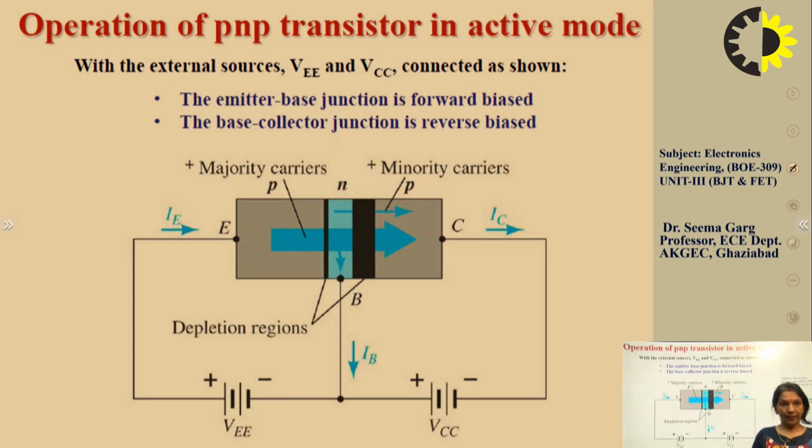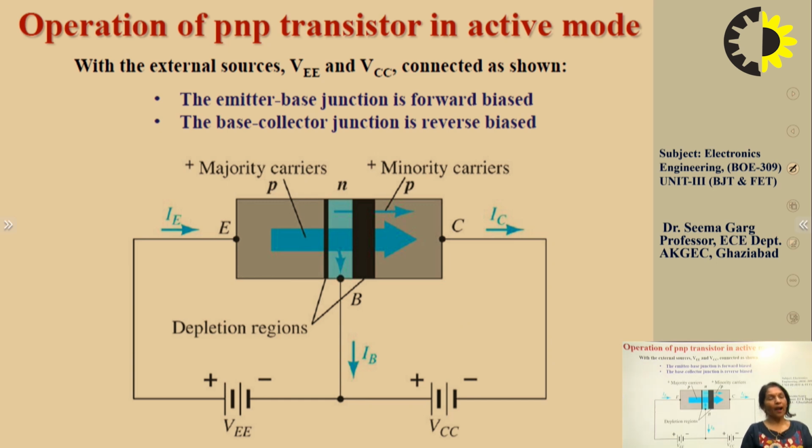So if your transistor is a PNP type of transistor, then the majority charge carrier will be holes and the minority charge carrier will be electrons. And in case of an NPN transistor, electrons will be the majority charge carrier and holes will be the minority charge carrier.